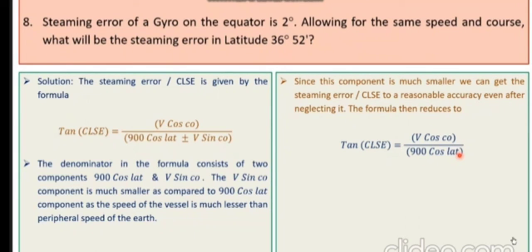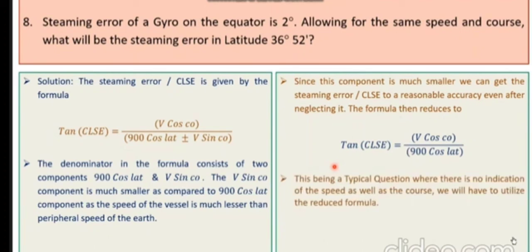Now the simplified formula is going to give us a reasonable accuracy because number one, the factor V sin cos was much smaller as compared to the first component, and secondly the accuracy or the resolution up to which we require this CLSE or the steaming error is only one place after the decimal. So if required, we can use this simplified formula, the reduced formula. Now this being a typical question where there is no indication of the speed as well as the course, we will have to utilize the reduced formula.